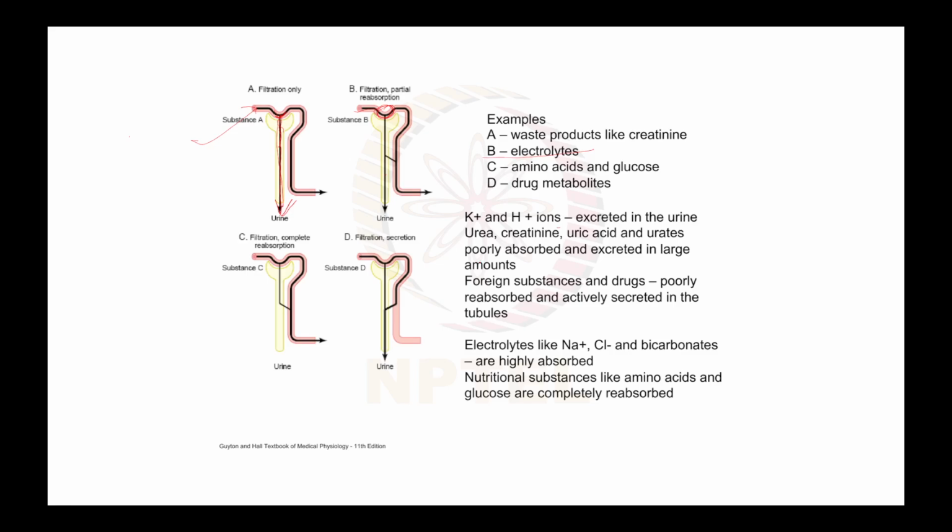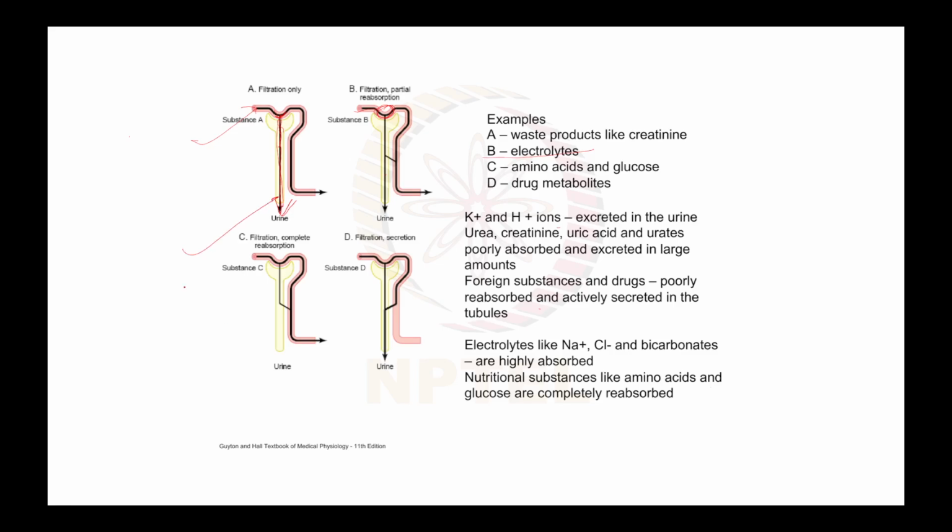Foreign substances and drugs are poorly reabsorbed and actively secreted in tubules. Electrolytes like sodium, chloride, and bicarbonates are highly absorbed, and nutritional substances like amino acid and glucose are completely reabsorbed. So here see amino acid and glucose. Glucose never goes in the urine. Whatever glucose is being filtered, all of it gets reabsorbed, glucose and amino acid.